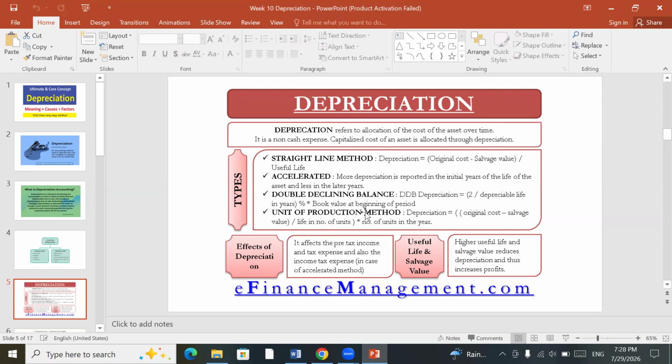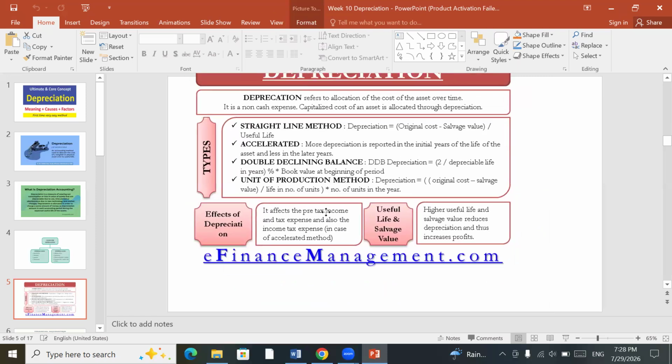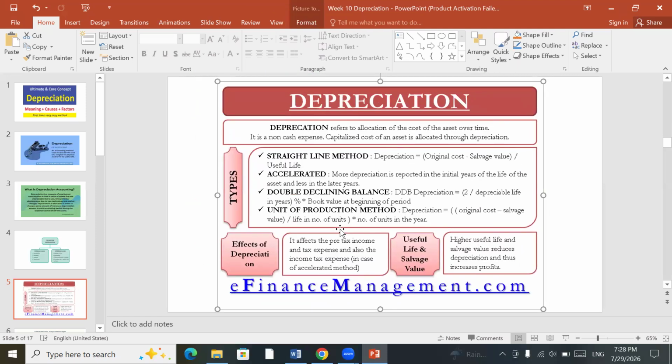In the double declining balance method, depreciation is double compared to other methods. The common formula is 2 divided by useful life, into 100. This is the common formula of the double declining balance method.